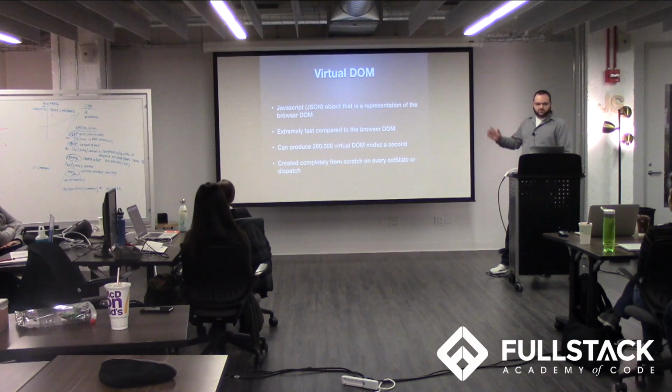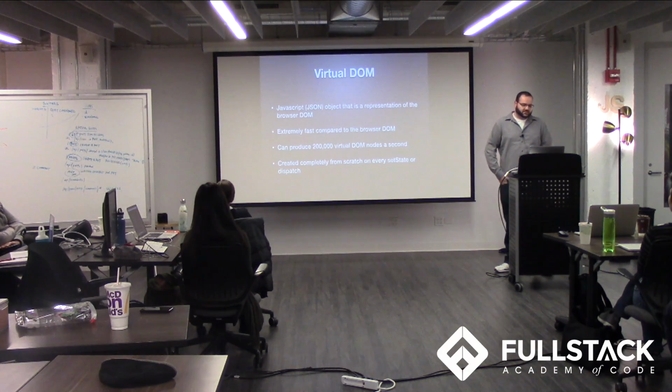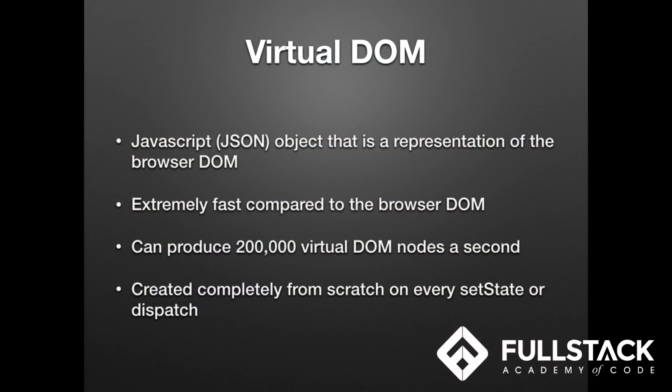So the virtual DOM, that's React's JavaScript object that is a representation of how the actual browser DOM is supposed to look. It is a JavaScript object. It's extremely fast compared to the actual browser DOM. It can produce somewhere around 200,000 virtual DOM nodes per second. So unless your app is ridiculously large, you should not have any load time problems because of that.